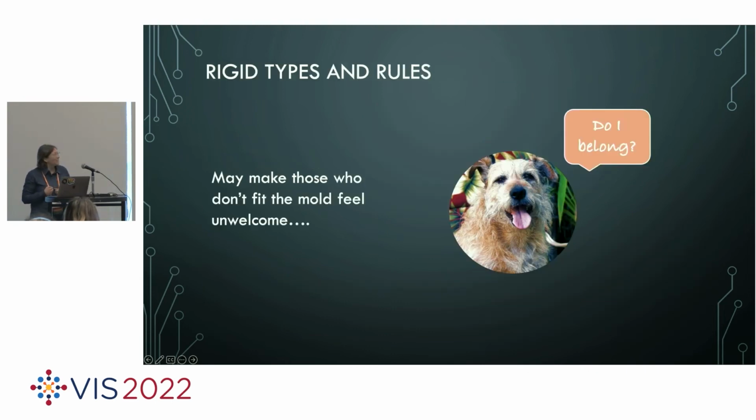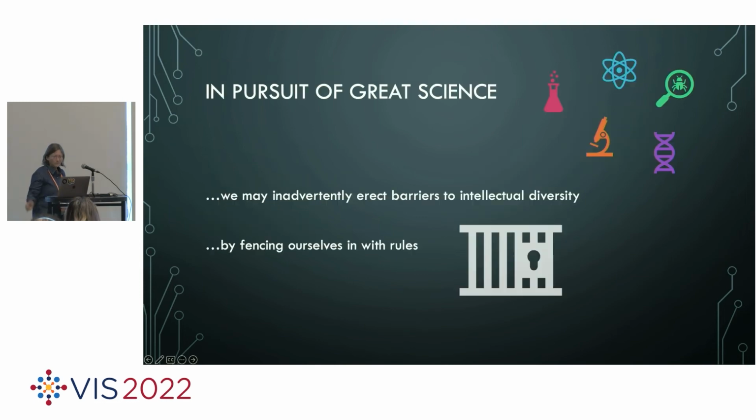More broadly, establishing rigid types and rules might make authors and papers that don't quite fit the mold feel a little less welcome at the conference and less likely to submit in the first place. So more broadly than that, in pursuit of great science, we tend to create in this community some rules and guidelines that have good intention, but inadvertently might start to erect some barriers to intellectual diversity. So we create these guidelines, but we fence ourselves in with them.